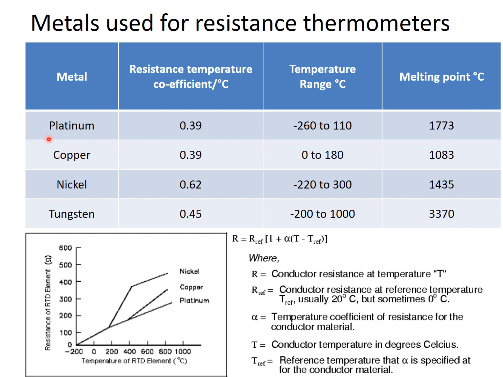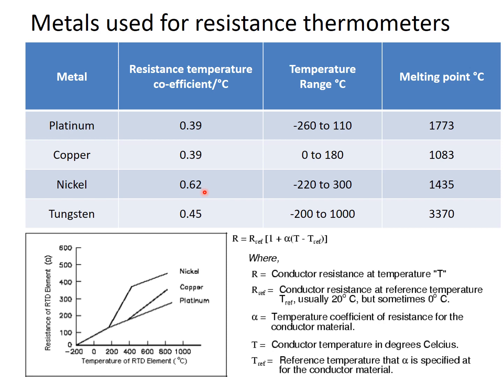So let's start with platinum. Platinum has a temperature coefficient of 0.39, the temperature range is minus 260 to 110, and the melting point is 1773 degrees Celsius. Similarly, copper also has a resistance temperature coefficient of 0.39, the operating range is 0 to 180 degrees Celsius, and the melting point is 1083.